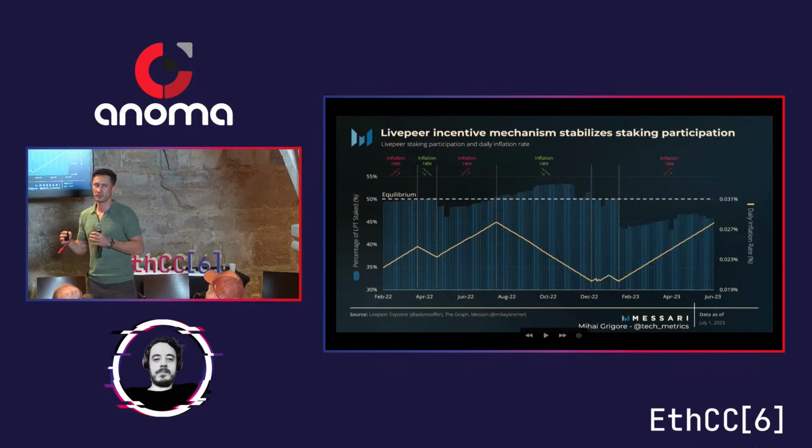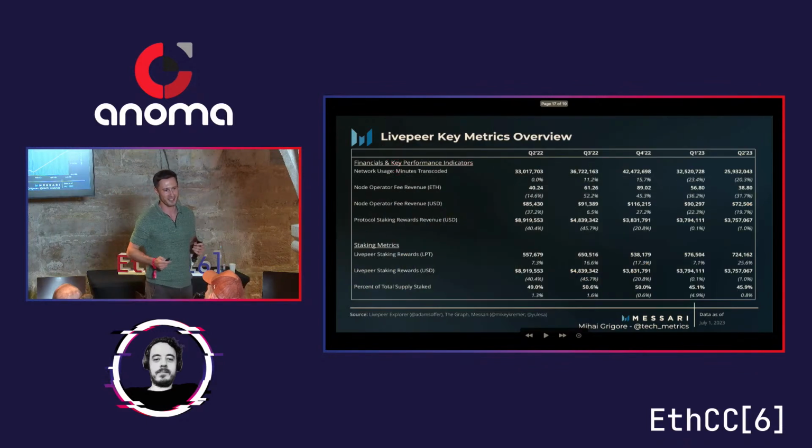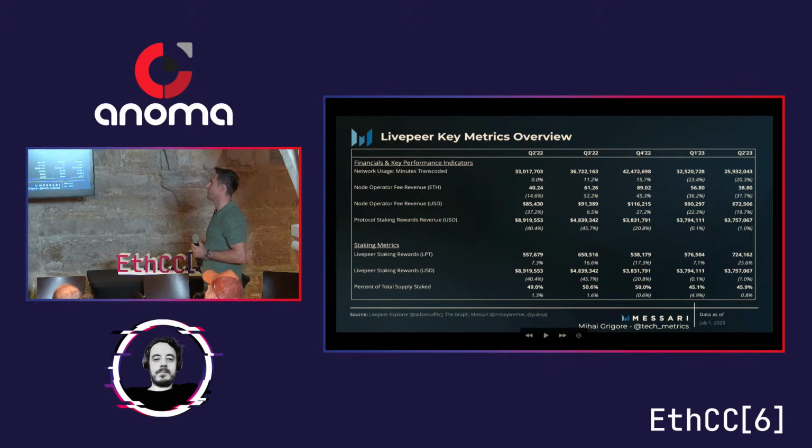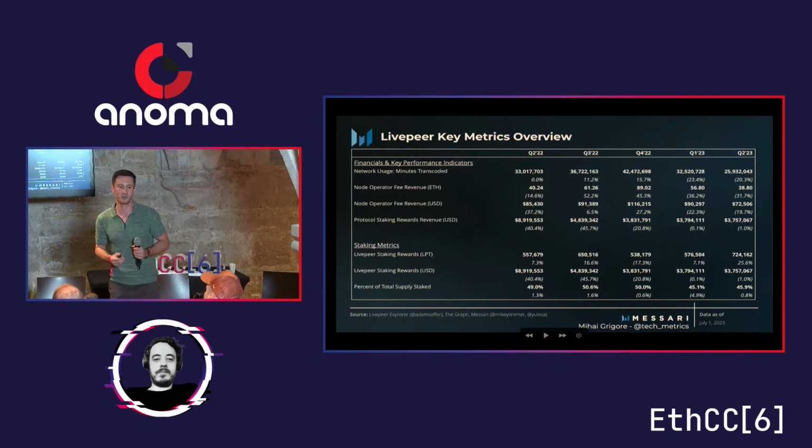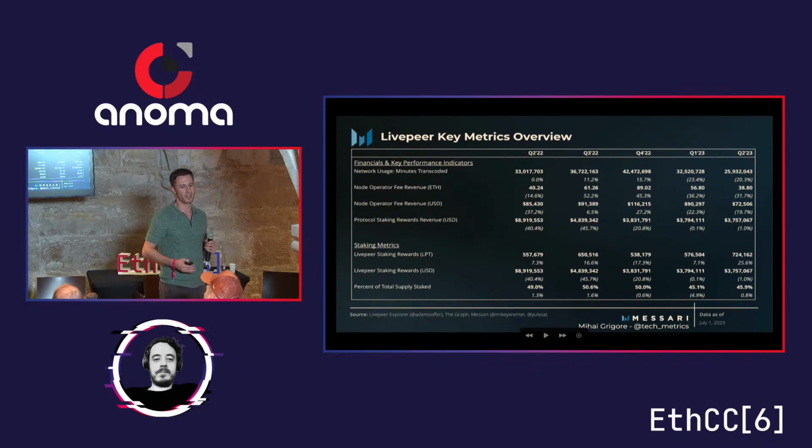Now we put together not only charts, but we also put together tables and standardized tables. So this is how our standardization looks for a decentralized compute protocol. In this case, it's Livepeer. So we have financials and key performance indicators as well as staking metrics that we put together. What we do is we track this on a daily basis, and these are snapshots on a quarterly basis. We aggregate all of this into quarterly reports that we publish for almost 40 protocols by now. All right, so this is only the tip of the iceberg.